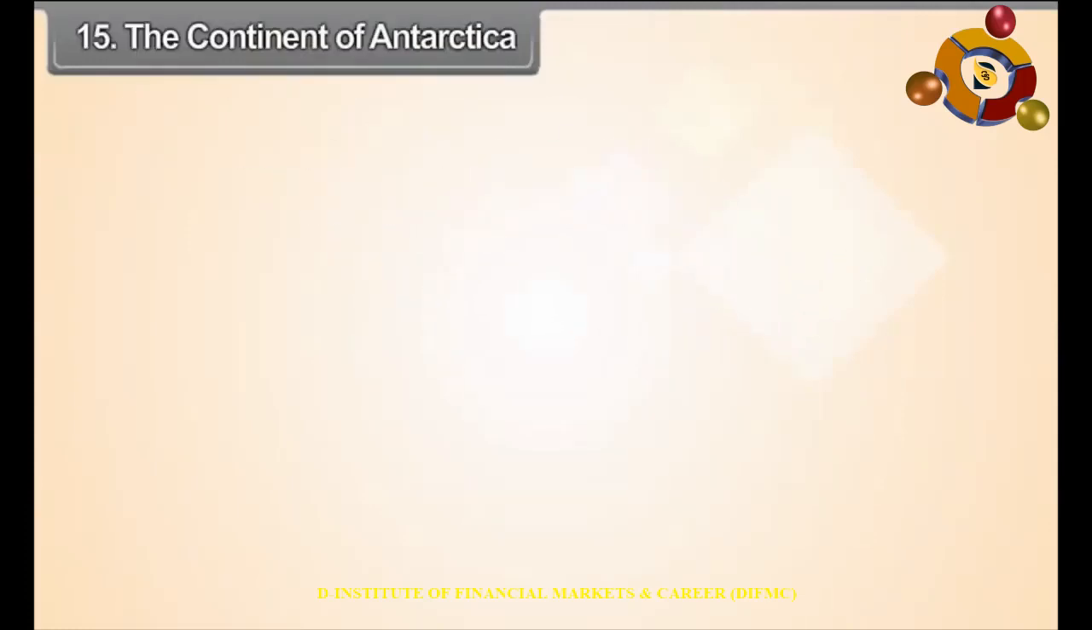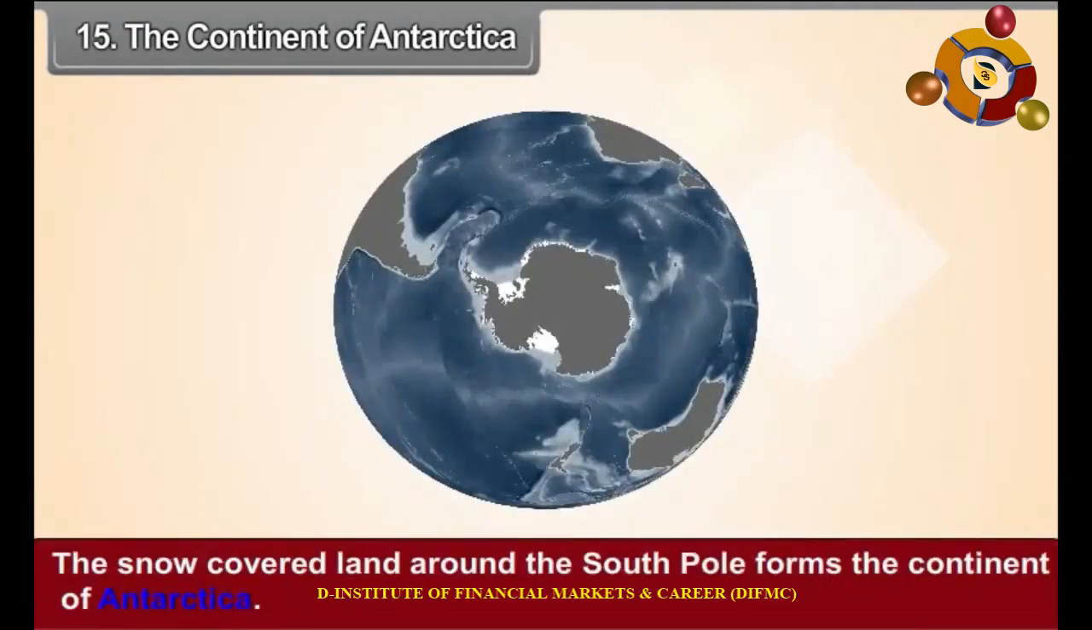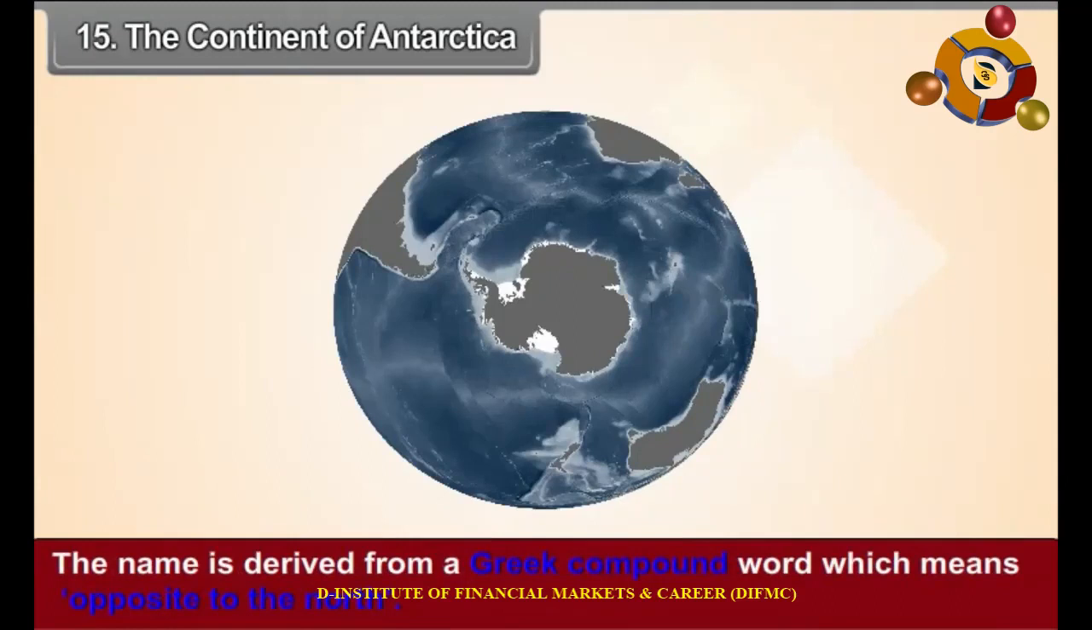Chapter 15. The Continent of Antarctica. The snow-covered land around the South Pole forms the continent of Antarctica. As this continent is located directly opposite to the Arctic Ocean around the North Pole, it is called the Antarctic. The name is derived from a Greek compound word which means opposite to the north.